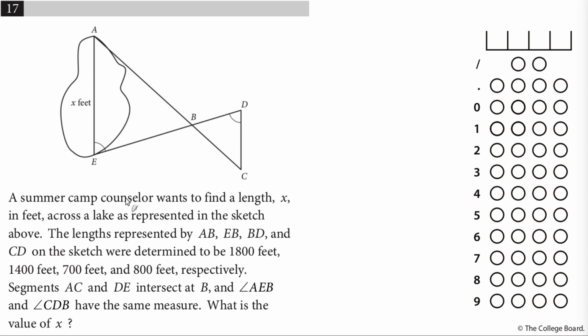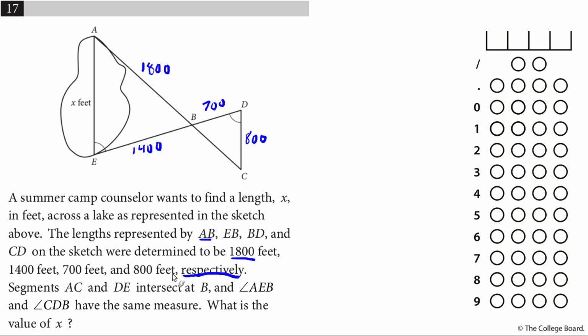Okay, so a lot of stuff. This is some good solid geometry. Let's label some things. When they say "respectively," that just means that the first one here goes with the first number. So AB will be 1800 feet. I'm just putting the number because I'm lazy. EB will be 1400 feet. BD will be 700 feet. CD will be 800 feet.